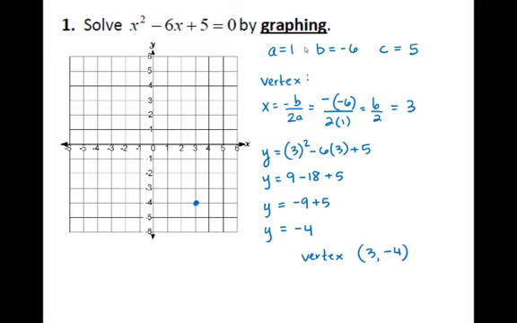Now, since the a value is 1, the size of this parabola is the same as its parent function. So I'm going to use the pattern 1, 1, 2, 4, 3, 9 to plot the rest of the parabola points. It's symmetric, so I'll do it on the other side as well. Try to do this as best as you can.